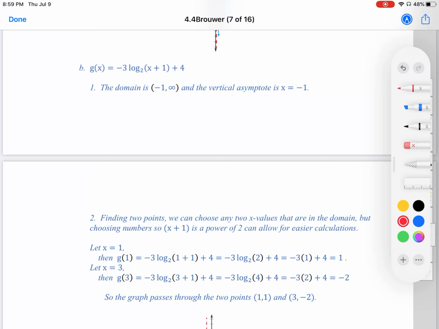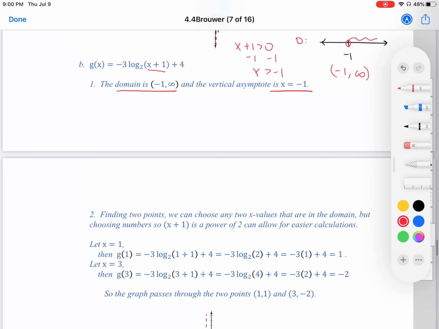G of x equals -3 log base 2 of x plus 1, plus 4. So what's our domain? Remember, we set this greater than 0. X plus 1 is greater than 0. Minus 1, minus 1. X has to be greater than -1. So what's our domain? Let's graph this. -1, and x has to be greater. So it's -1 to infinity, which we have here as a domain. Our vertical asymptote is x equals -1.